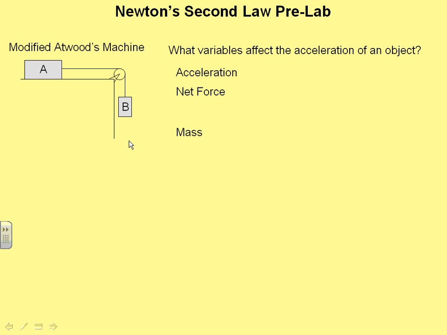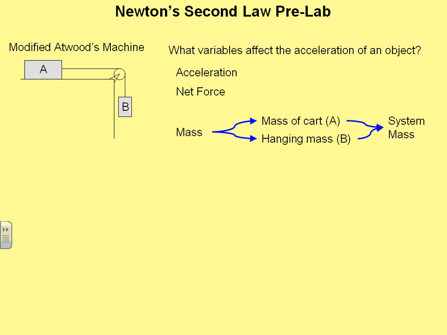Now, when we talk about mass, we have to be careful here about what is accelerating. Our mass is a combination of the mass of the cart, which we're calling A, and anything we hang on the string. Both of those things are accelerating, and therefore both of them must be included in our mass, which we're going to call a system mass.